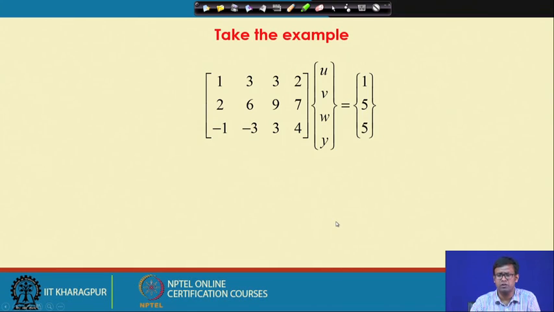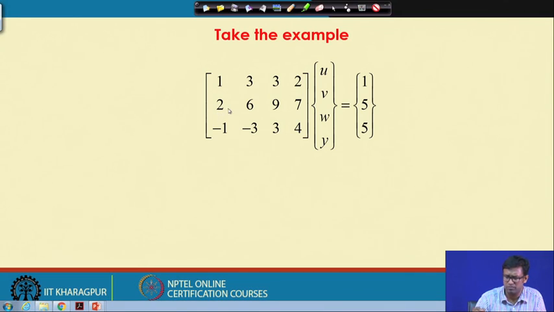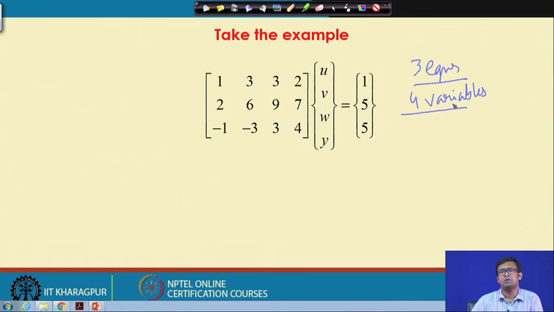So, we will take the example: the matrix with rows 1 3 3 2, 2 6 9 7, and -1 -3 3 4, times the vector u v w y, equals 1 5 5. This is a rectangular matrix, so it is not invertible, and we cannot utilize Gauss elimination steps here to get solutions. We can see in total 3 equations and 4 variables.